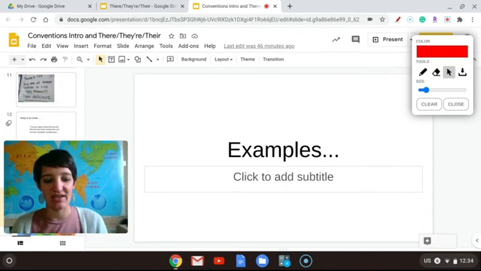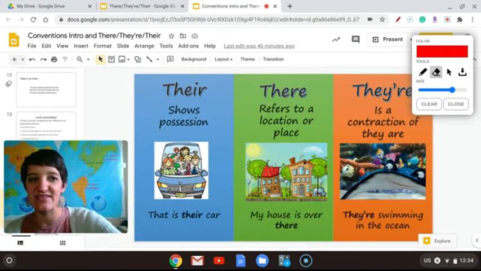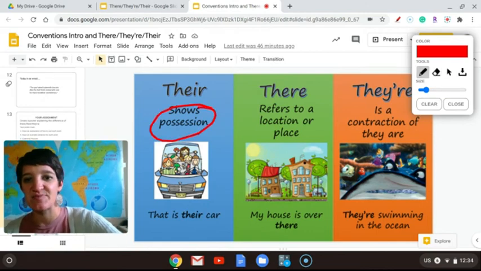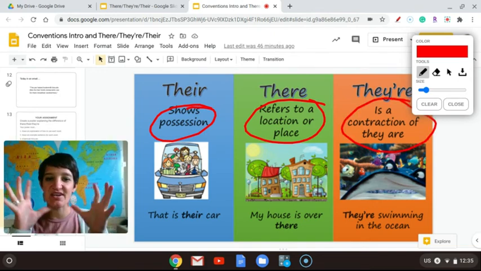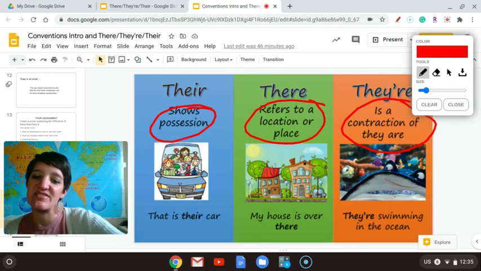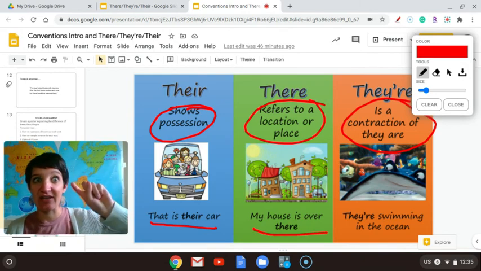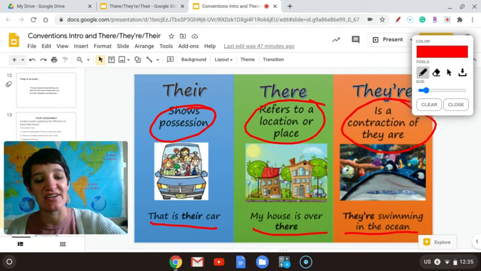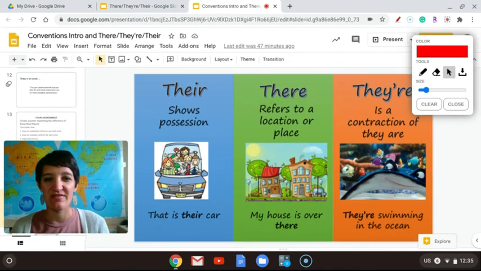Here's kind of what I'm thinking. Here is an example. It has the three theirs. Here is their example sentence. This there shows possession. This there refers to a location or a place. And this is a contraction of they are. Okay, so there's their explanation sentences. And then here's their example sentences. That is their car. Whose car? Their car. My house is over there. Not here. There. They're swimming in the ocean. They are swimming in the ocean. Okay, so that's an example of kind of what I'm looking for.